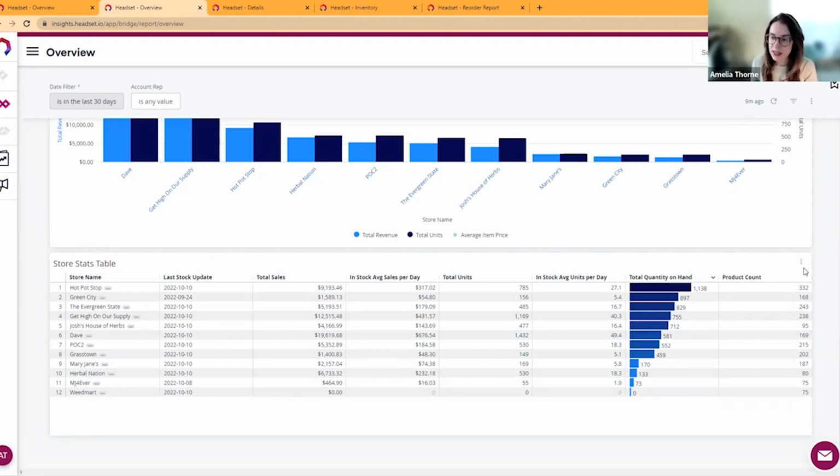One quick tool tip here is that you can download this information with tile actions. Go ahead and click the top three dots here and click download data. This will download it into a nice Excel format for you.